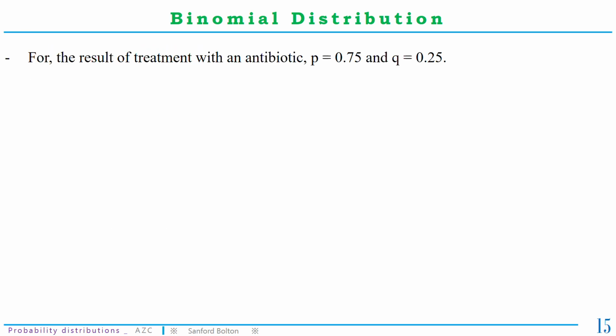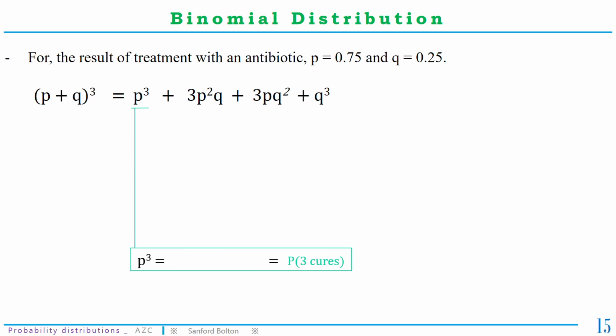Let's find out probabilities for possible outcomes for the result of treatment with an antibiotic. P is 0.75 and Q is 0.25. The equation is as here. Within this equation, P cubed is actually the probability of 3 cures. Let's put the value of P and identify the probability of 3 cures. The probability of 3 cures found is 0.422.